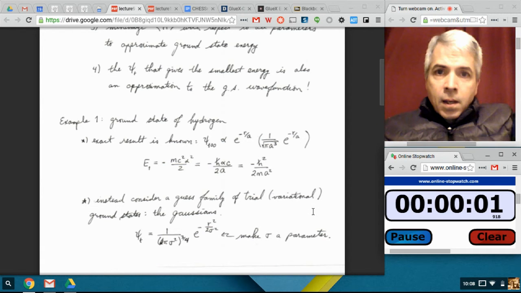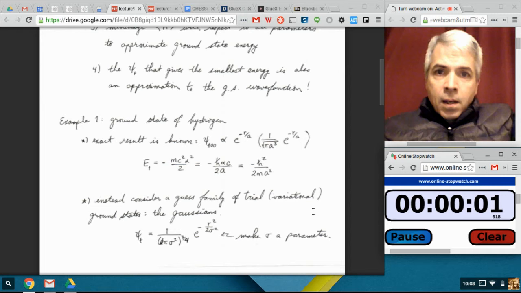Okay, I'm back on the topic of the variational method for estimating the ground state of Hamiltonians that we don't know how to solve from first principles. Please forgive the background sound. That's just my heater, and I expect it'll go off here pretty soon.